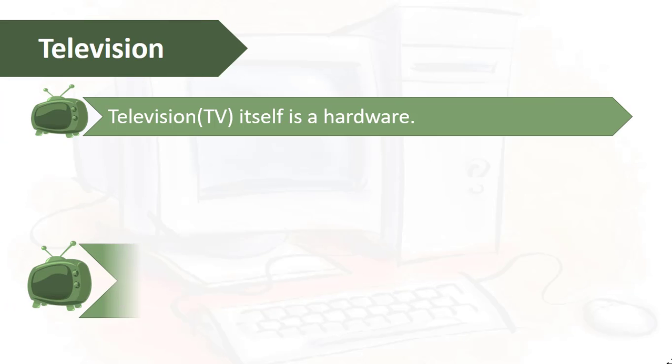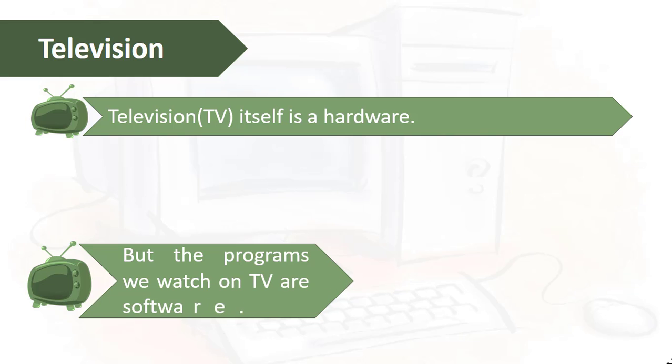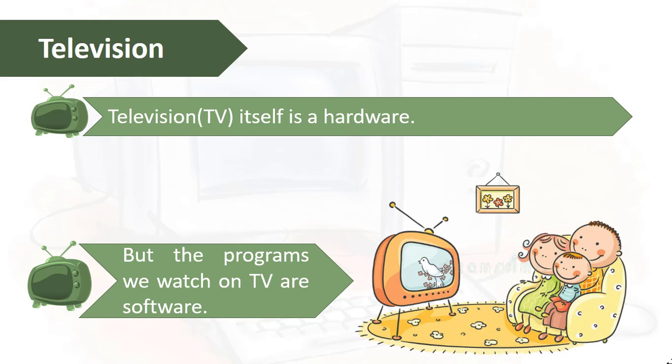Television itself is hardware, because we can see and touch the television. But the programs we watch on TV are software. Whatever is playing on the TV, that particular program is known as software, because we can't touch or feel that program. The cartoon that you watch all day on TV is software.